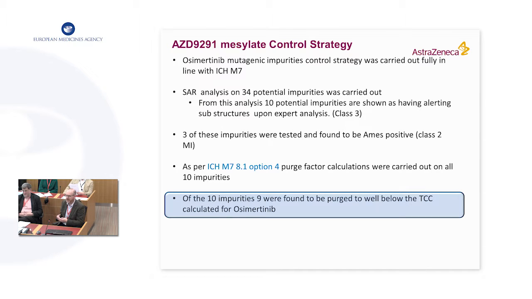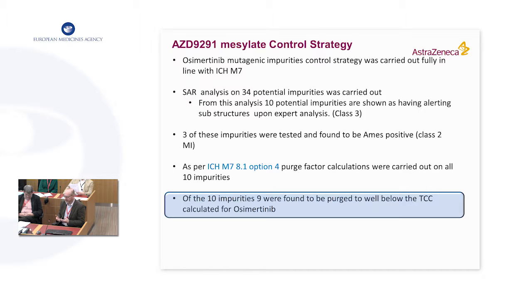Of those, 3 were subsequently tested and found to be Ames positive. Just to make the point there that when it comes to mutagenic impurities, it's pretty much impossible to avoid mutagenic impurities. It ultimately is really all about control when it comes to mutagenic impurities.